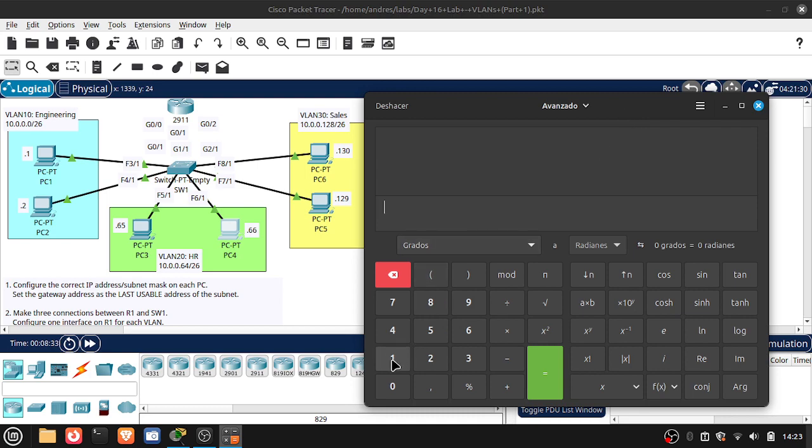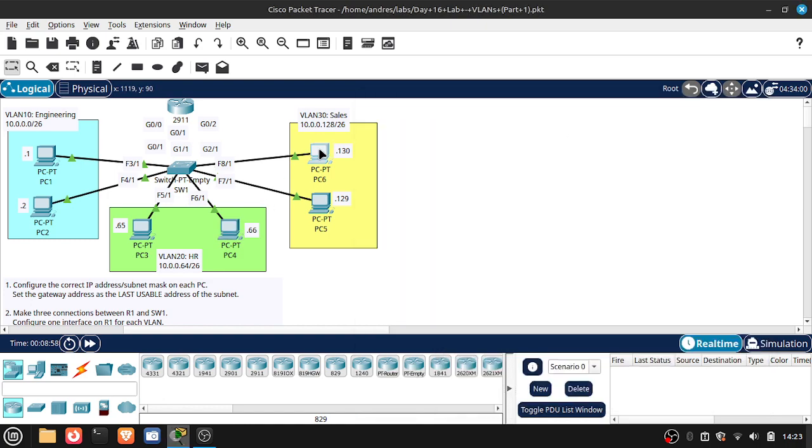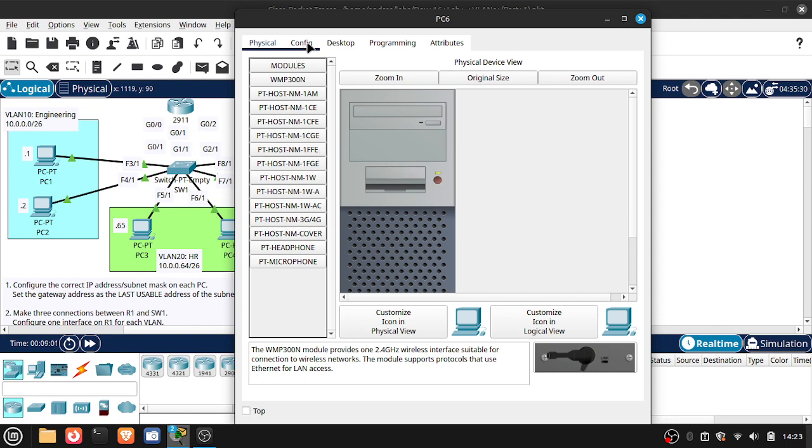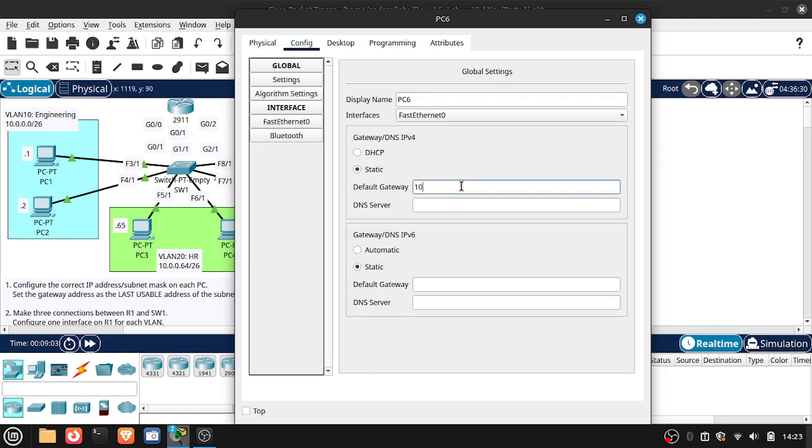So we said that we're gonna use 128 plus 64. Why 64? Because that is our block size. And how do you know that is your block size? It's the least significant bit of the net mask, and that is 192. So 191 is the broadcast and 190 is the last usable address. That is our default gateway. So we go here, 10.0.0.190. That's it.